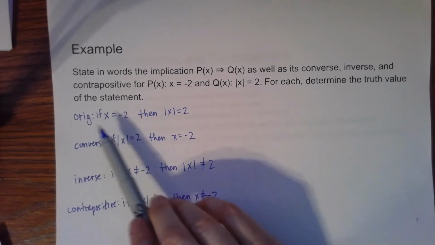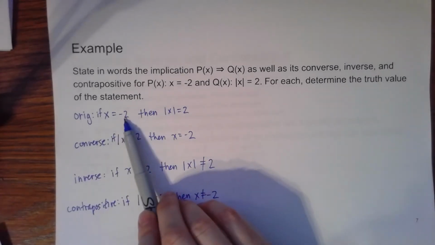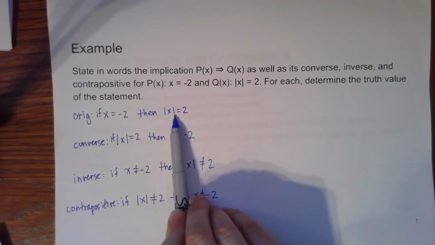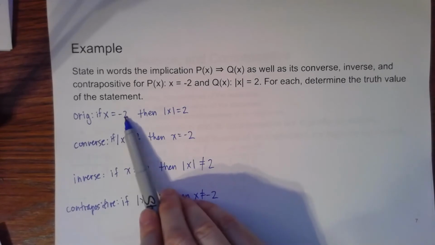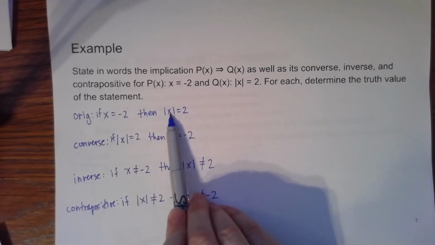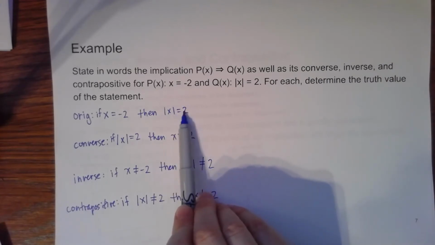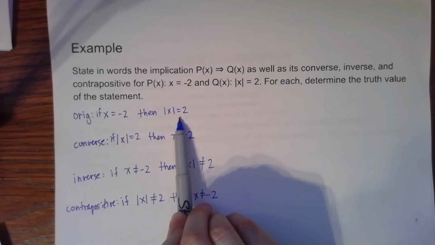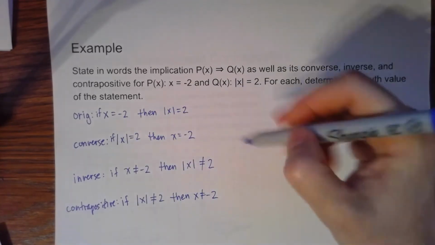Okay, so suppose that x is indeed -2. Then what are the possible truth values for the conclusion? Well, x is only one value, so you could only substitute one value in there, and the absolute value of -2 is indeed 2. So when the hypothesis is true, you have to get the conclusion as true, and you get true implies true. So this one has to be true.